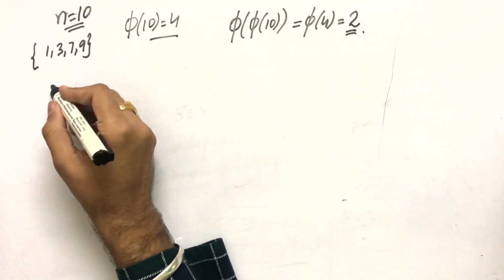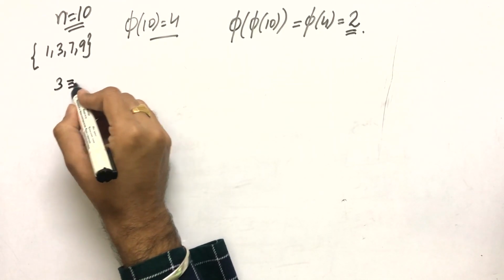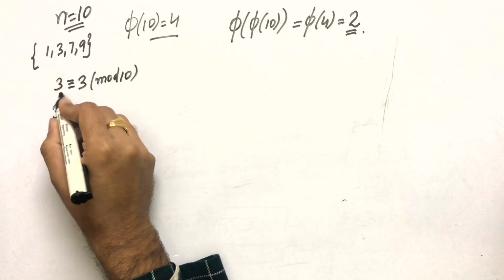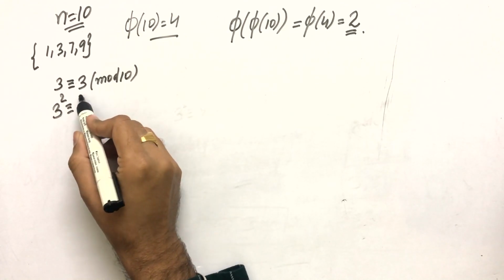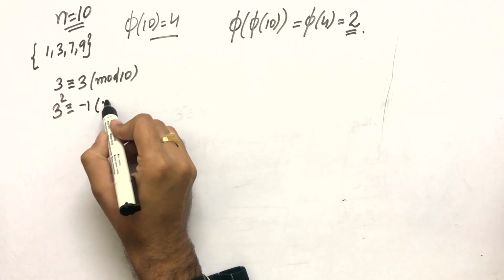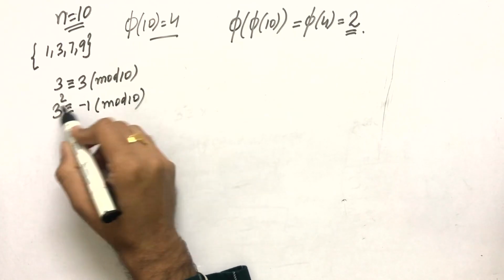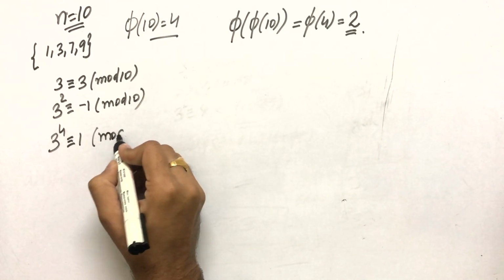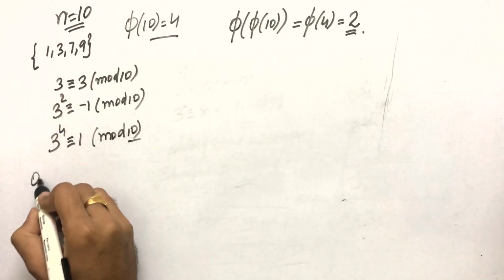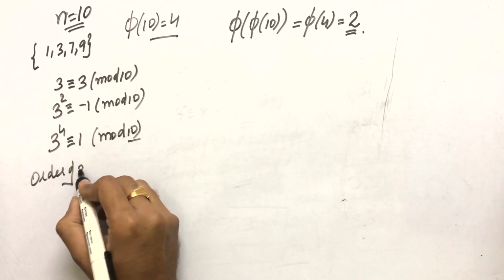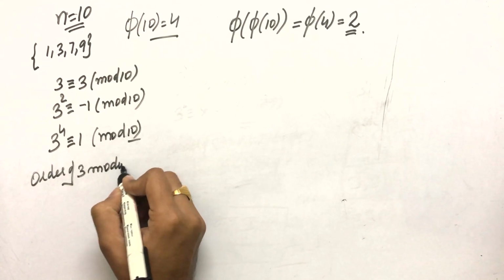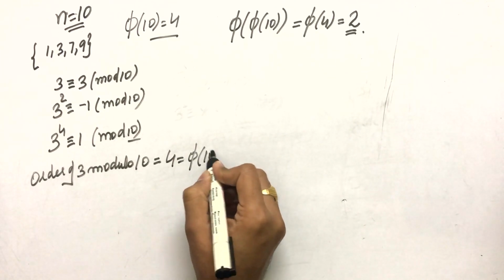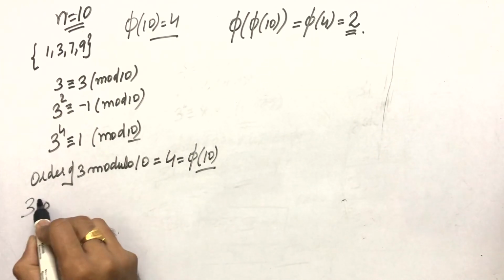1 cannot be a primitive root. Start from 3, the second option. 3 is congruent to 3 mod 10. 3 squared is 9, and 9 is minus 1 mod 10. Now again squaring both sides, 3 power 4 is congruent to 1 mod 10. So that means the order of 3 modulo 10 is 4, which is actually phi of 10. 3 is a primitive root.